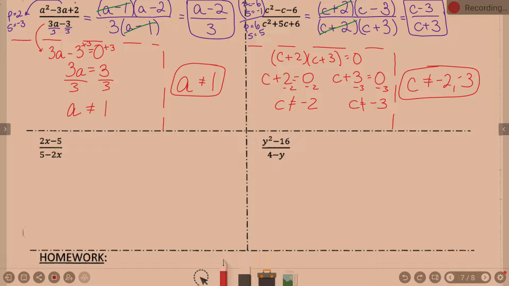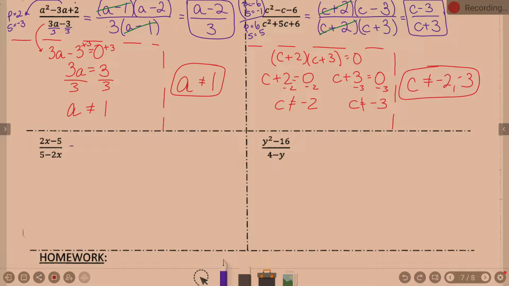Okay. Next one. I thought about skipping this one, but it's actually a really good one to look at. So what are some observations about this next one that says 2x minus 5 over 5 minus 2x? It's just the same thing flipped. Okay, same thing flipped. So here's my recommendation. We are used to having the x's first.